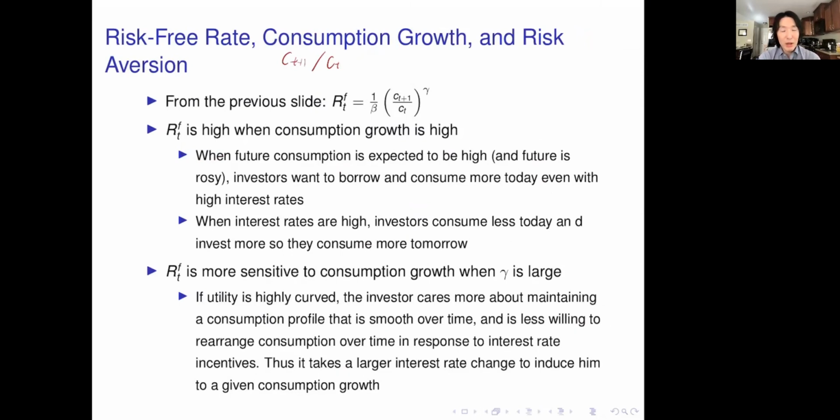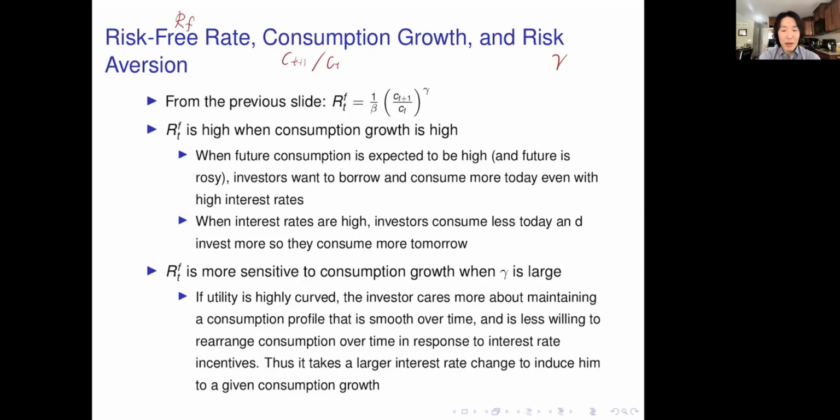즉 위험 회피 계수가 뭐죠? In the case of the power utility is gamma. Consumption growth is CT plus 1. The ratio between CT plus 1 and CT. And the risk-free rate is simply RF. Let's see how these three things are related in the economy.